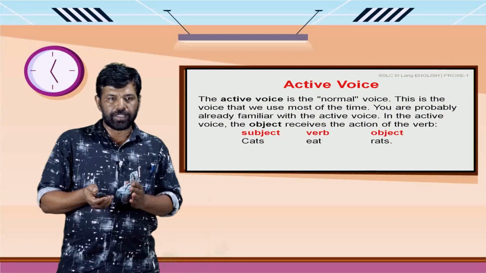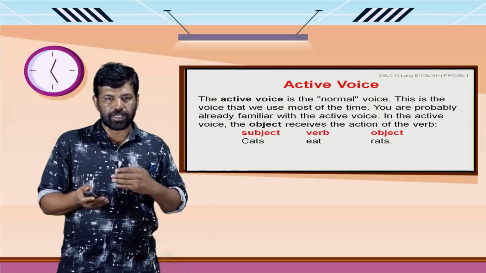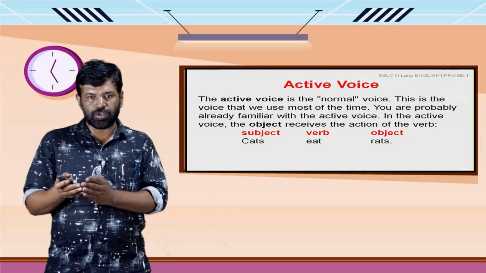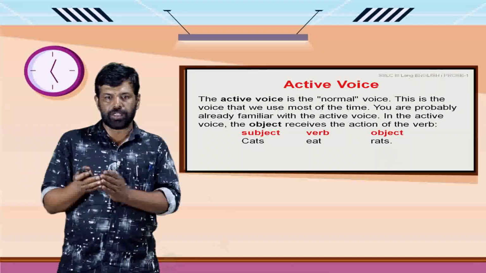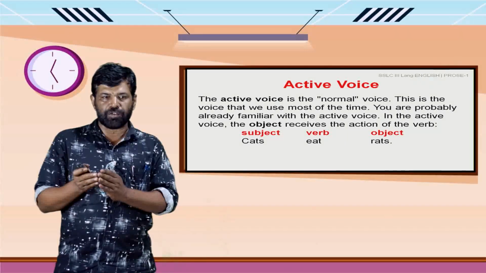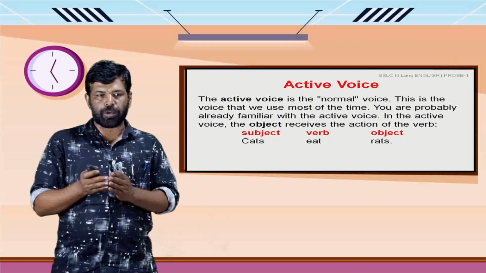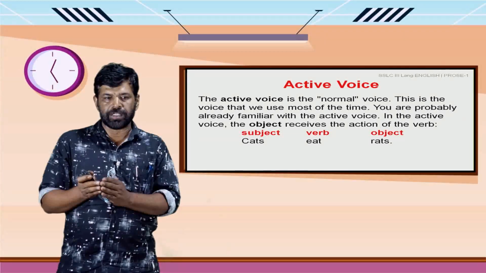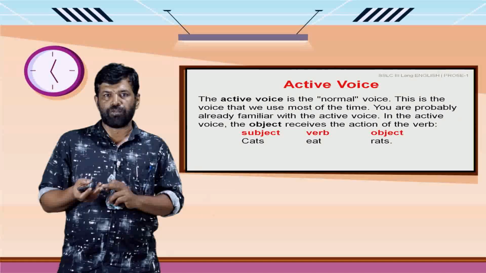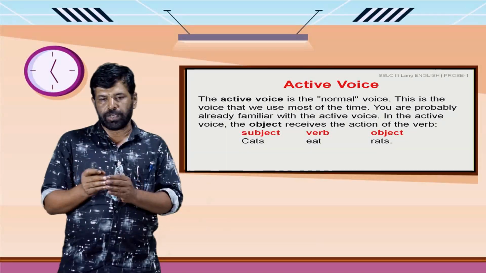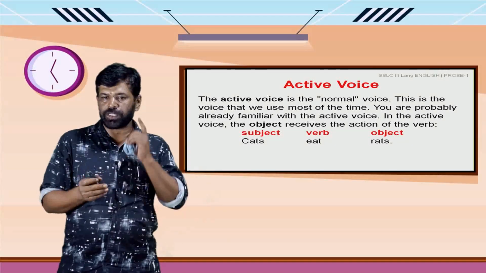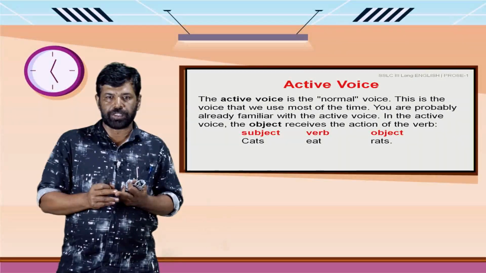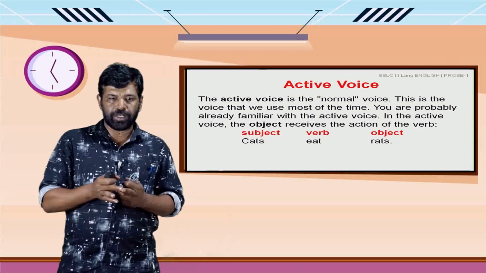Active voice is normally the normal voice. It is normally spoken where the doer of the action is given focus. The person doing the work is important. This is the voice that we use most of the time. You are probably already familiar with the active voice. In the active voice, the object receives the action of the verb. So in short, in active voice, the doer of the action is important, not the action itself.